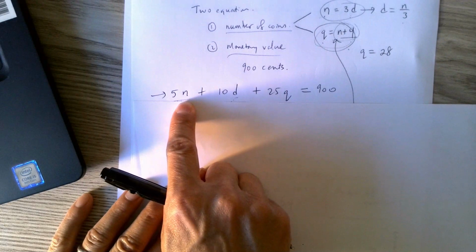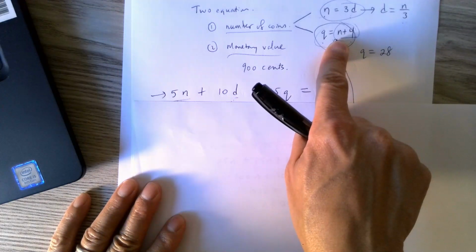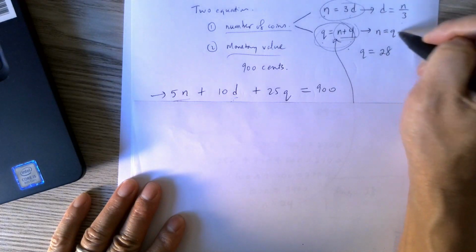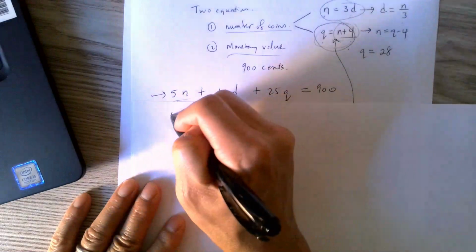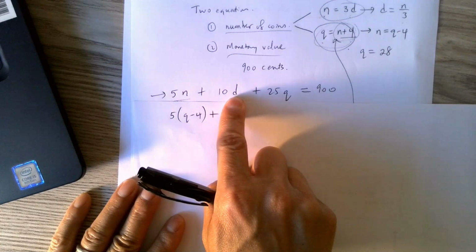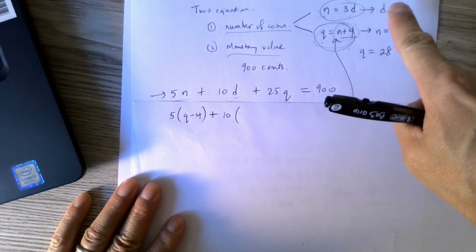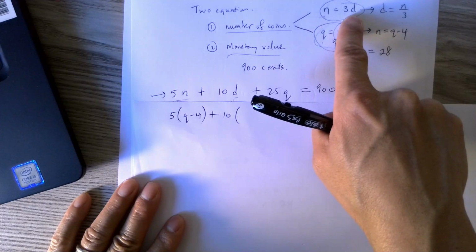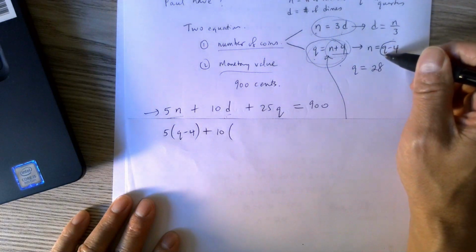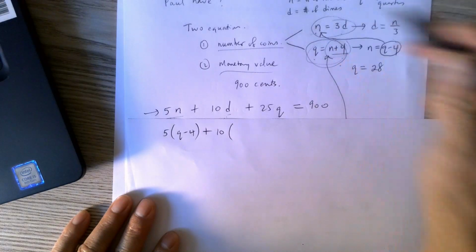Alright, so I go to the 5n, I have to change that into q. Well, I go to my helper equation here because I have q and n in it, and I solve for n. N is q minus 4. So I can replace this n with q minus 4. Now I'm at 10d. So I need to replace d with something. Well, I don't have a q in the helper equation. I just have n and d. But I just found out that q minus 4 is the same thing as n. So I can replace this n with q minus 4.